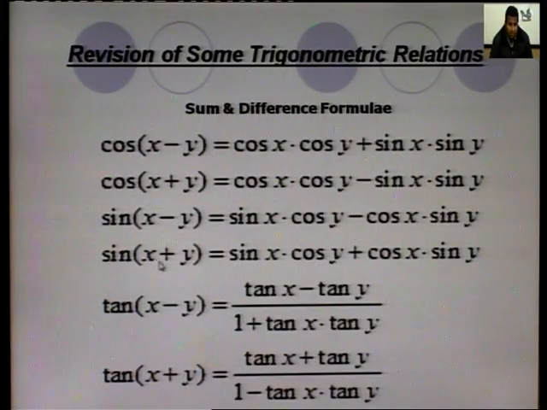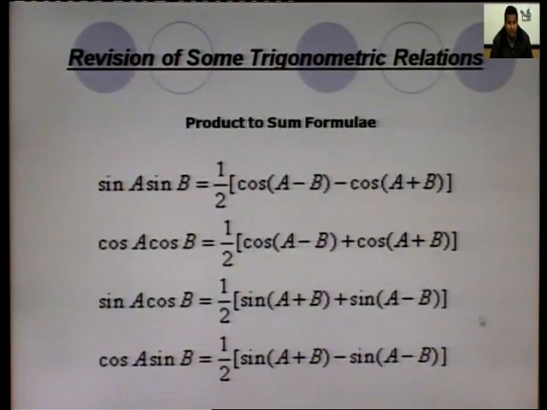Like if there is sin x plus y, the formula becomes sin x cos y plus cos x sin y. When there is a minus sign, it becomes minus here. But for the cos functions, when there is cos x plus y, cos x cos y, same functions are there, then for plus here comes the minus, and for minus here comes the plus. This thing we have to remember. And similarly, for the tan functions, tan x minus y, here comes tan x minus tan y, and here comes the positive sign. When it is tan x plus y, tan x plus tan y, and here comes the minus sign.